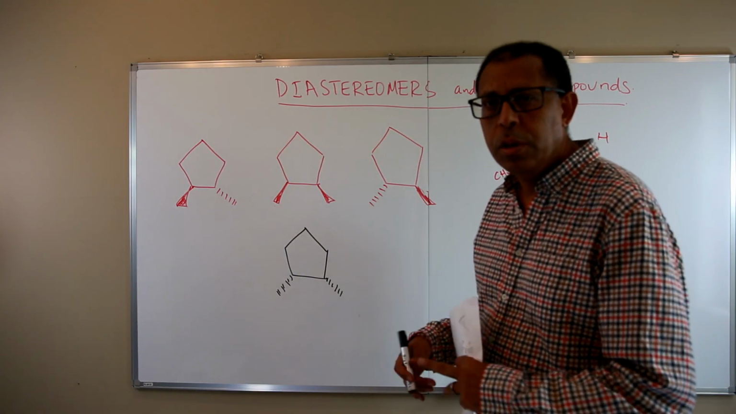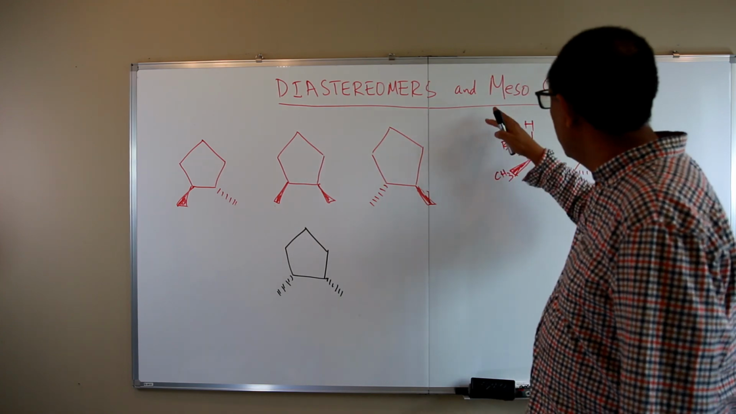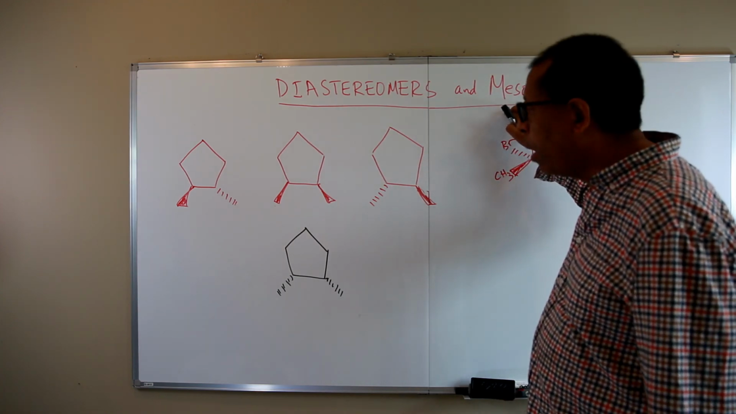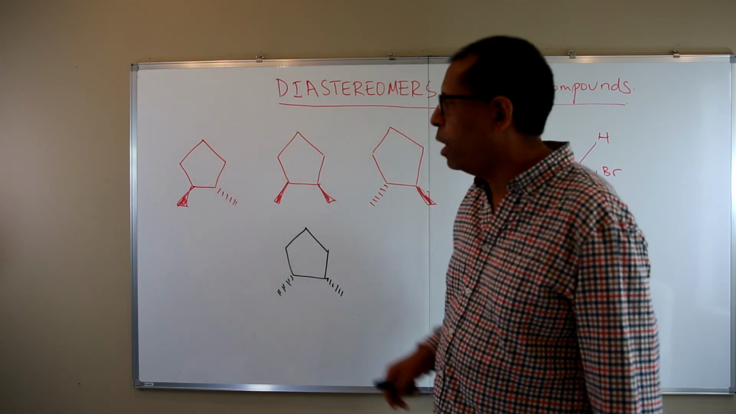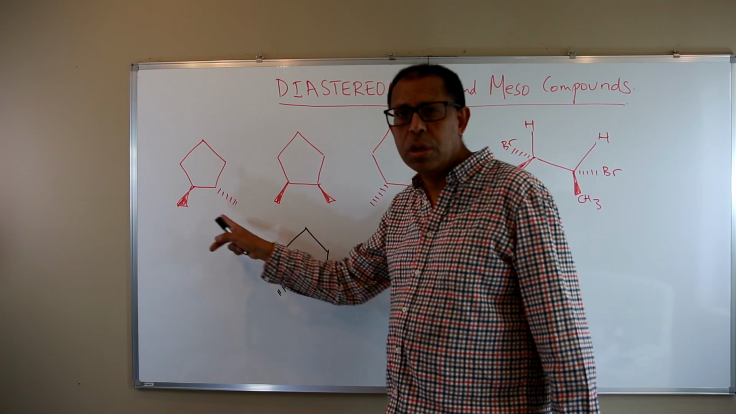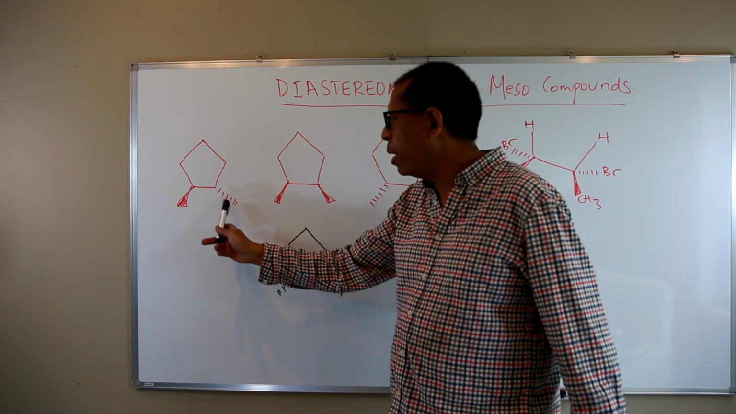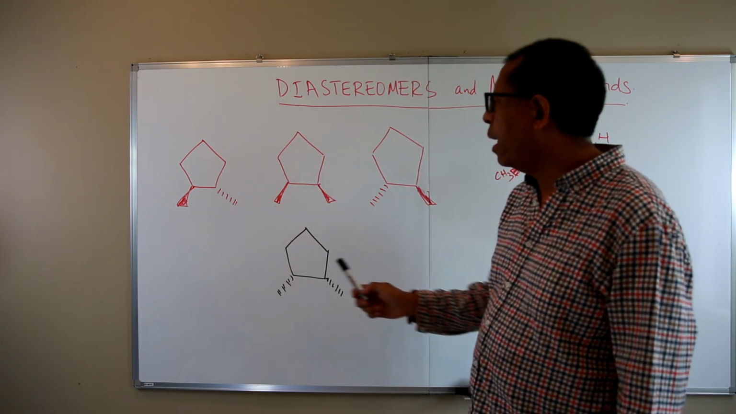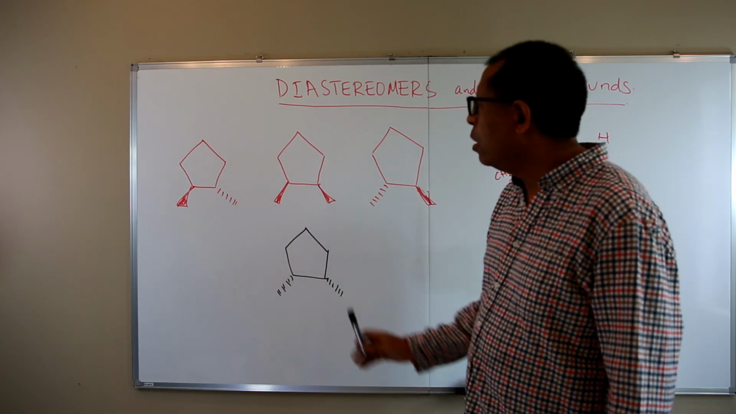Okay, let's continue our discussion on diastereomers. In this section, we'll also introduce meso compounds. I have here a cyclopentane, a di-substituted cyclopentane. This is a dimethyl cyclopentane, dimethyl because you have one CH3 here, one CH3 here.